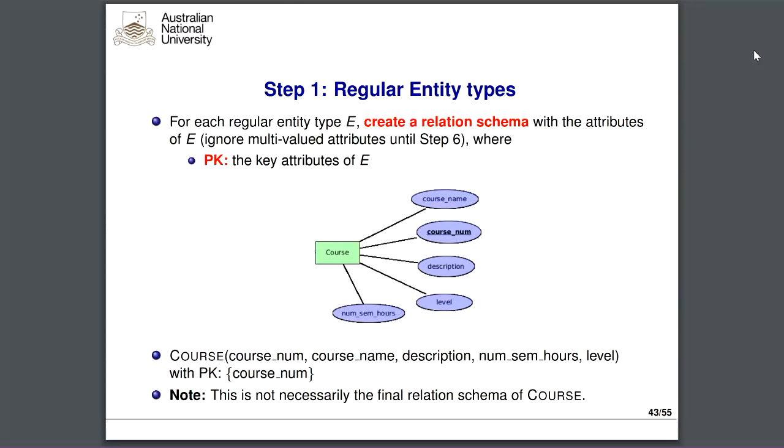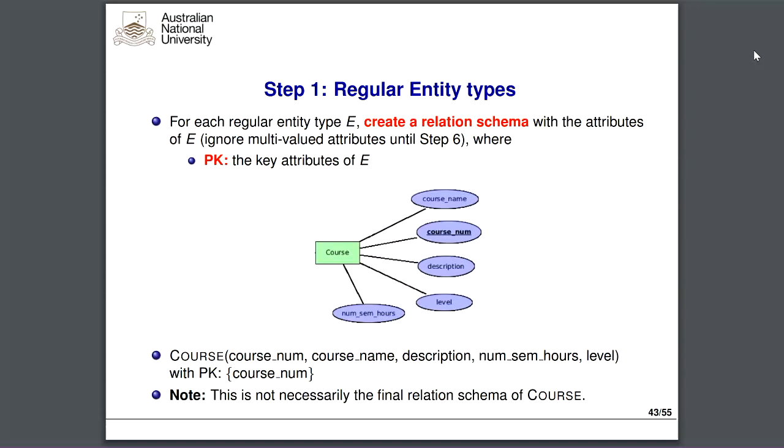So again, step 1: once we have an entity, which is a rectangular box, and those are attributes, right? Now we want to map this entity to some sort of schema. So for each regular entity type E, create a relation schema with the attributes. So attributes are over, in this case, right?